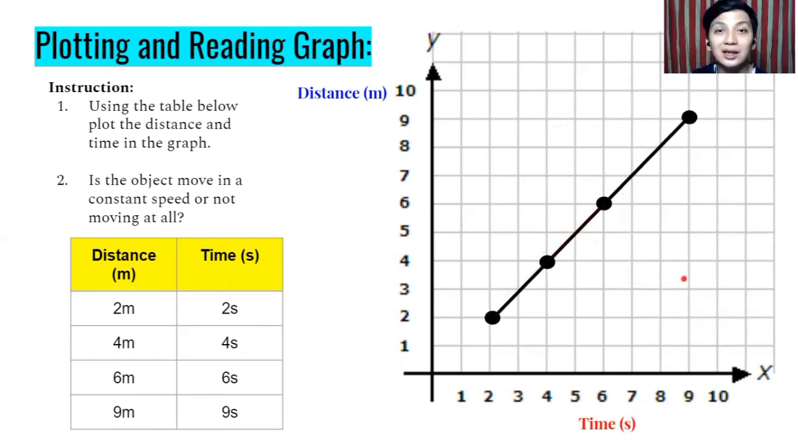Okay? What does this graph tell us? So ano kaya ang ibig sabihin nito? Graph na to. There you go. The object moves at a constant speed. So ibig sabihin, hindi siya nag-accelerate, hindi siya bumagal, but the object moves at a constant speed. Okay? Ibig sabihin, hindi nagbago yung kanyang speed. Ganun pa din.